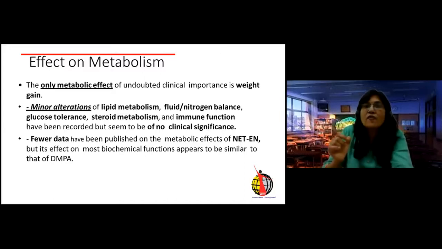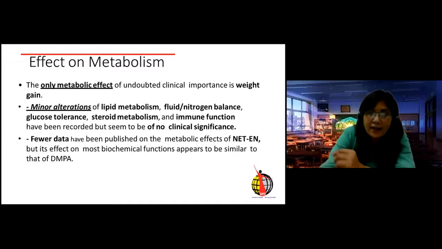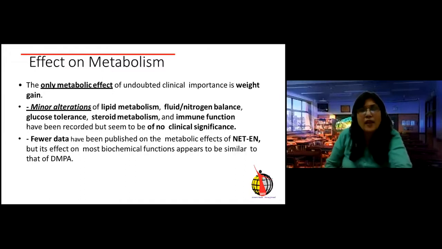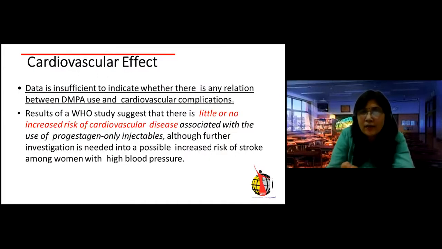When you are talking of any of these effects, remember that DMPA has been studied more as compared to NET-EN. So less data is available for NET-EN as compared to DMPA. Any cardiovascular effect? Insufficient data is available for cardiovascular complications. However, WHO says that little or no increased risk of cardiovascular disease has been seen with progesterone-only injectables. However, for women who have an increased risk of high blood pressure, so very high blood pressure, you should avoid injectables.